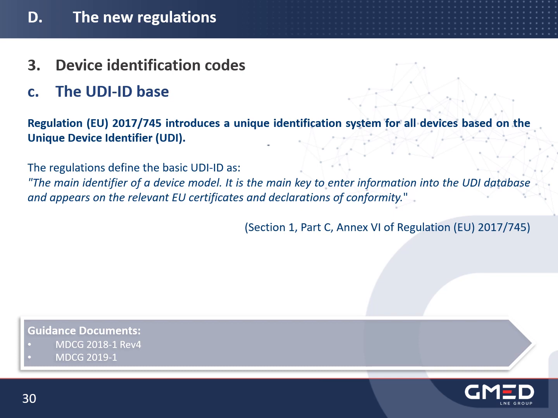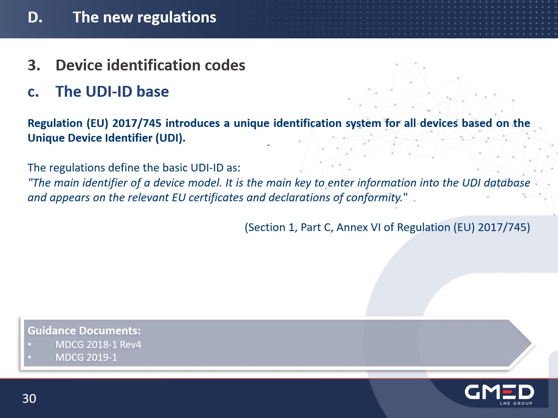It is the primary key for entering information into the UDI database and appears on the relevant EU certificates and declarations of conformity. Therefore, each device is considered to be associated with the basic UDI ID. According to the regulation, the manufacturer is obliged to assign a basic UDI ID to the implantable, non-sampleable Class 3 and 2B device before submitting an application for certification to a notified body.